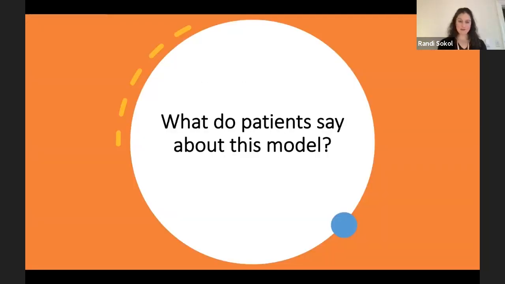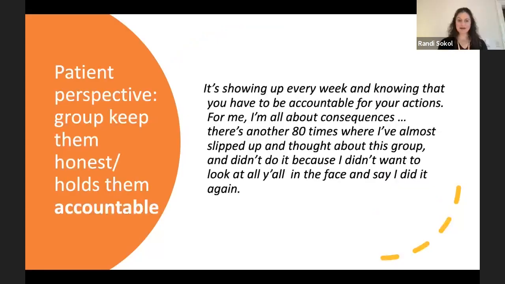Okay, so what do patients say about this model? Patients say that it holds them accountable, it keeps them honest, it's showing up every week, knowing that you have to be accountable for your actions. "For me, I'm all about the consequences. There's another 80 times where I've almost slipped up and thought about this group, and I didn't do it because I didn't want to look at y'all in the face and say I did it again."